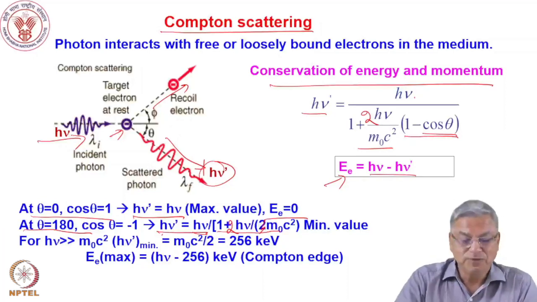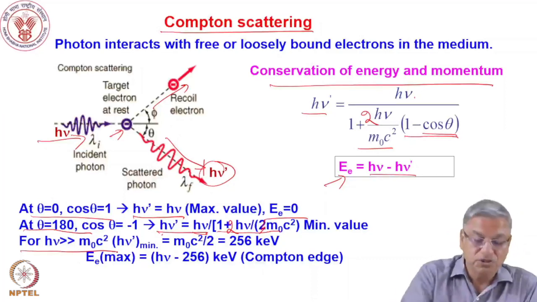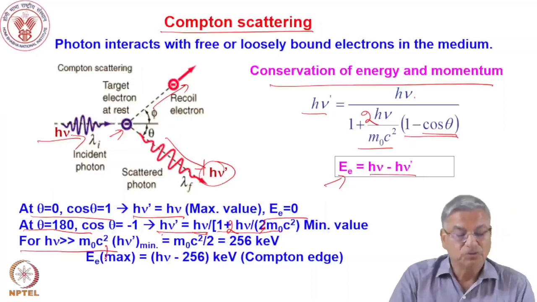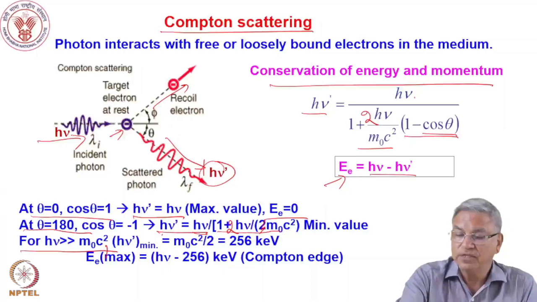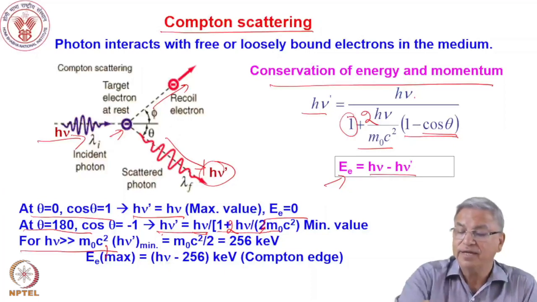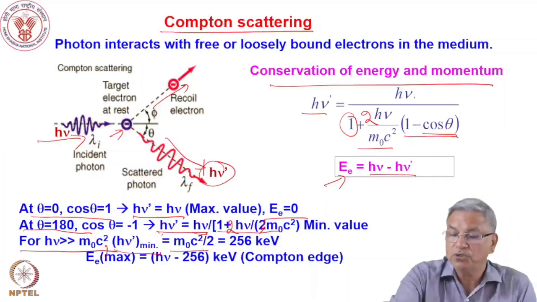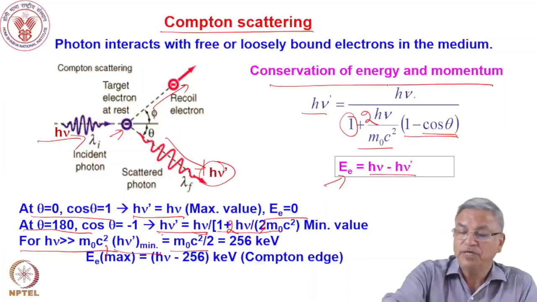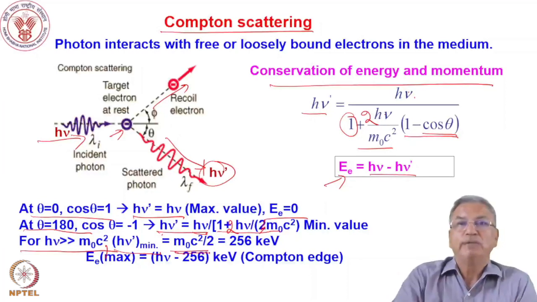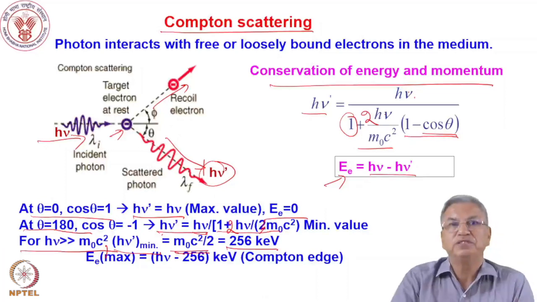Now let us do some simplification. If the gamma ray energy is much higher than the rest mass energy of the electron, m0 c square, which means 0.511 MeV, then you can neglect this term. So h nu dash becomes m0 c square by 2, because the h nu cancels and m0 c square goes in the numerator. m0 c square is nothing but 0.511 MeV or 511 keV. Half of it will be 256 keV.